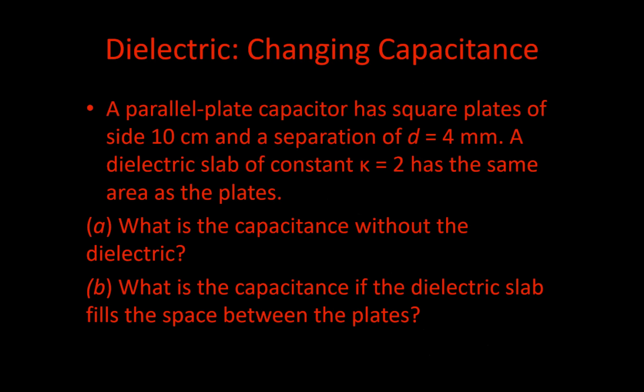So let's take a look at one of these things. We have a parallel plate capacitor, and it has square plates of a side 10 centimeters, and it's separated by 4 millimeters. We've got a dielectric slab now. That's some dielectric that we're sticking in between the plates with a K equal to 2, probably something like paraffin or something. It has the same area as the plates. A, what's the capacitance without the dielectric? And B, what's the capacitance if our dielectric completely fills the space between the plates?